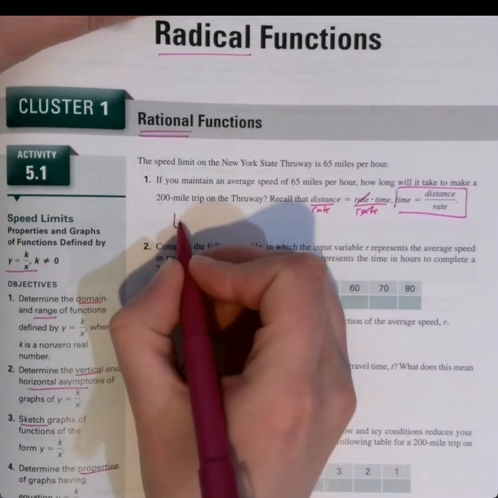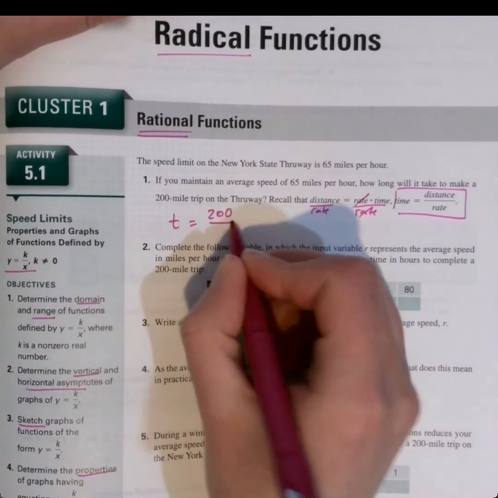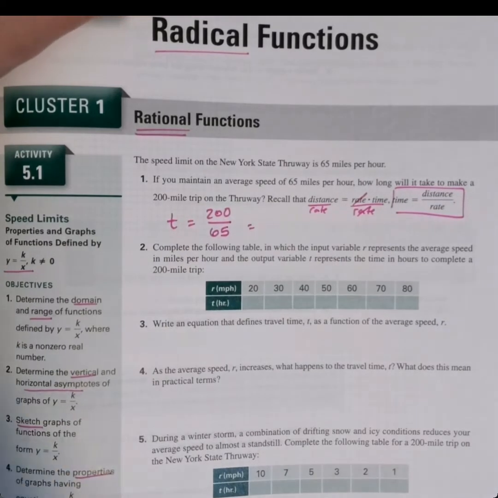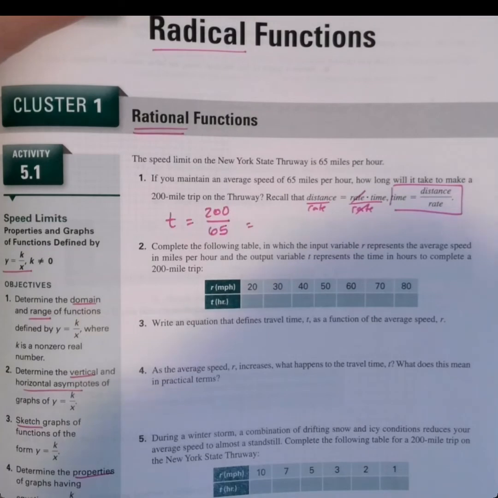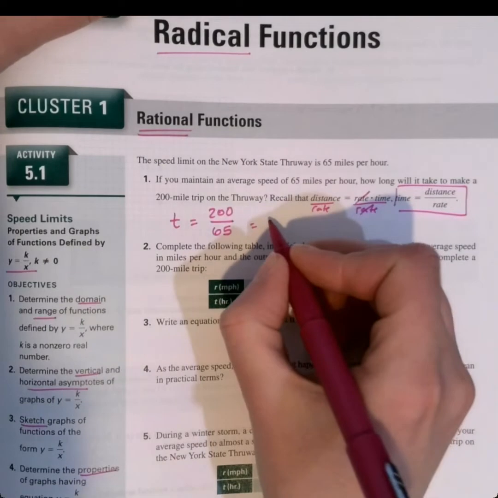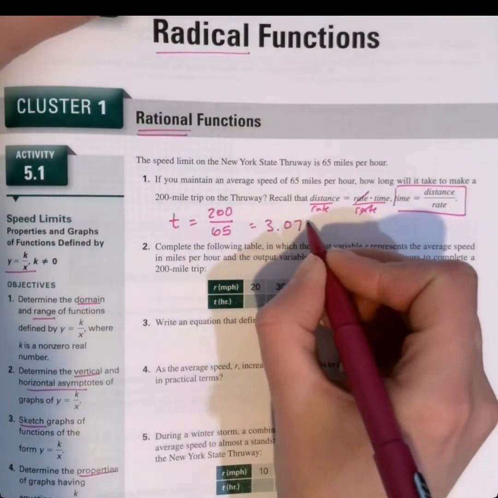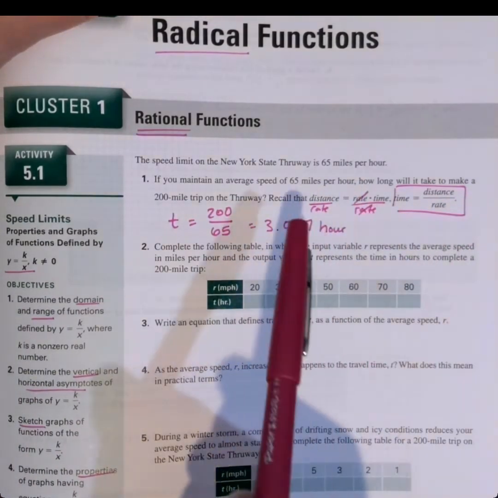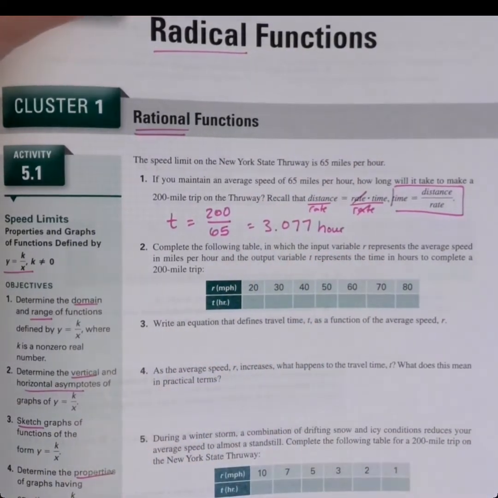We'll call time t. In this particular case, since we know the distance is going to be 200, and we know that the speed, the rate, is going to be 65, then 200 divided by 65 gives us 3.077. And this would be in hours, because when you divide miles by miles per hour, the miles cancel and the units are going to flip back to hours for the time.